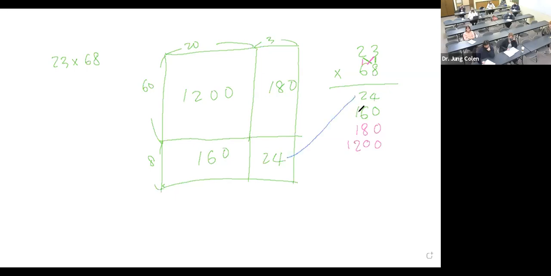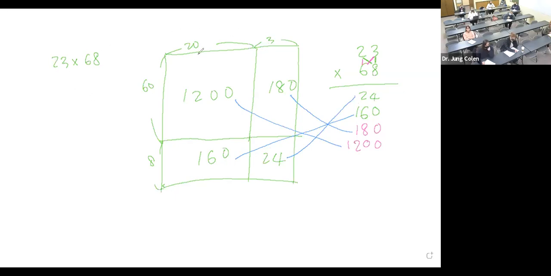Yeah, right here. Do you see 160? It's right there. 180? Right here. 1200? Right here. So it's exactly the same as we are adding these areas together. That works because we broke this into each digit.